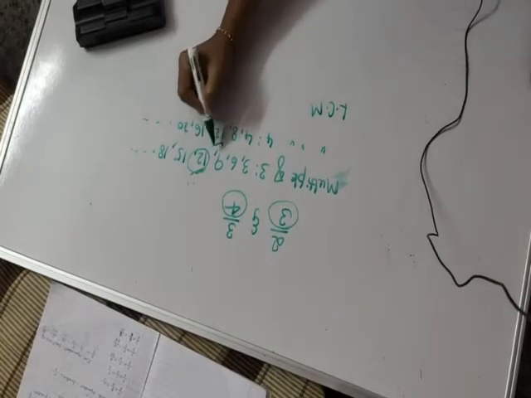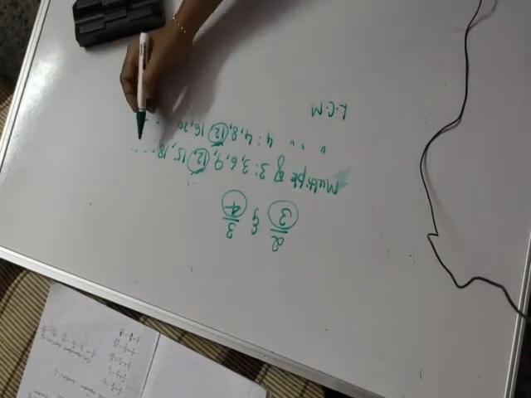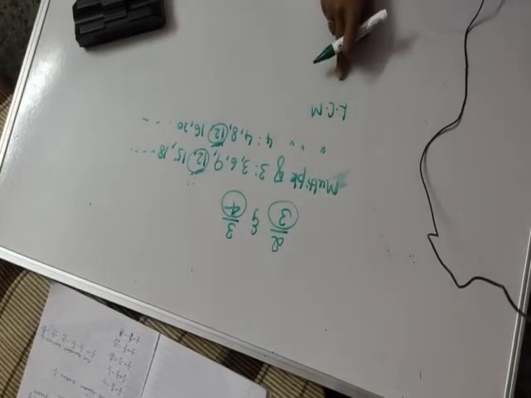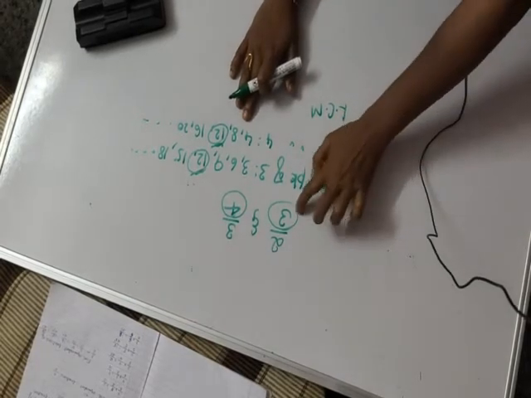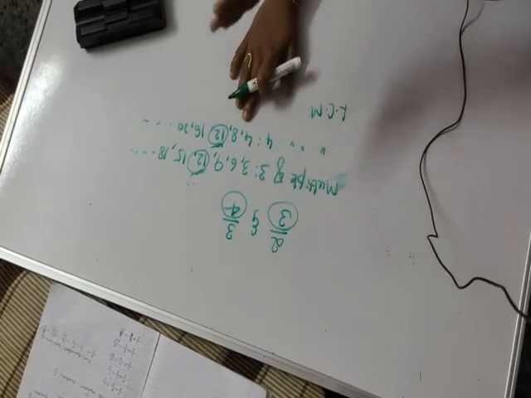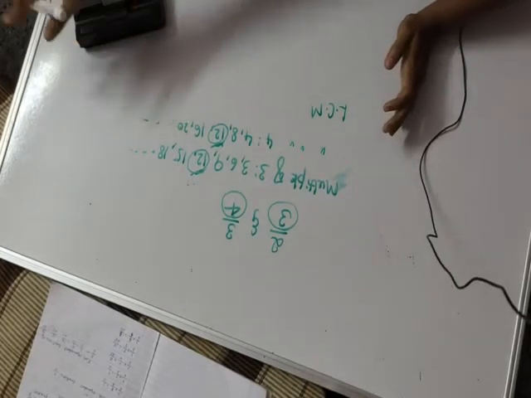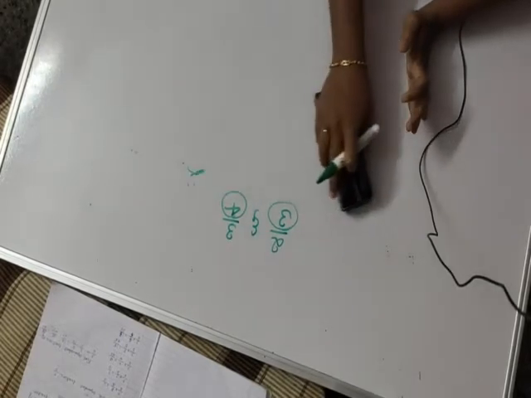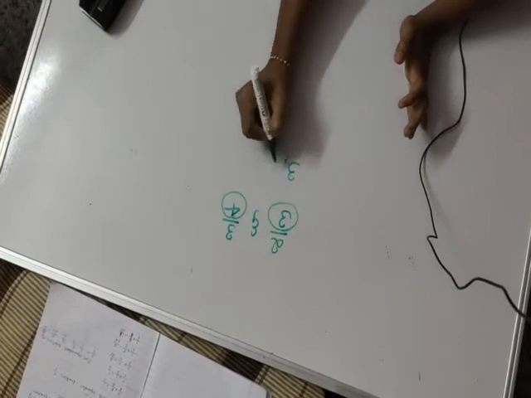So 12 is the first one. Next may come any number, some number will come afterwards, we don't know. But the first one is always the LCM. But finding it this way is difficult, because if some bigger number comes, we can't write and see the table. Sometimes even till 10 we are not getting the common multiple. So for that, one more easy method is there. This method is called the division method. This method you have to study.